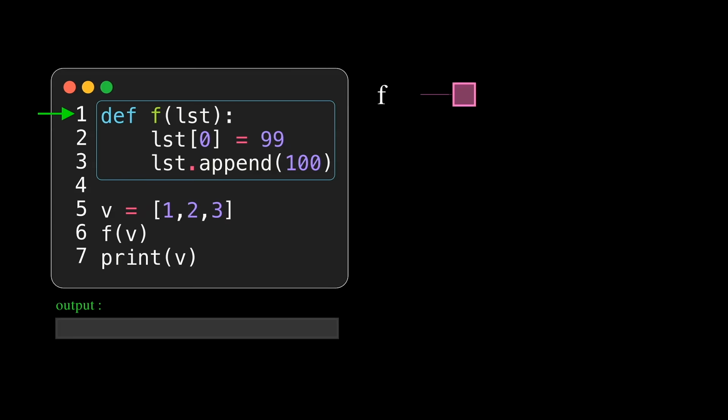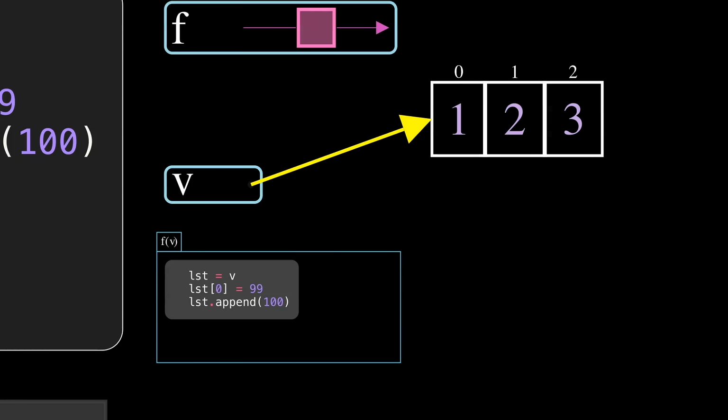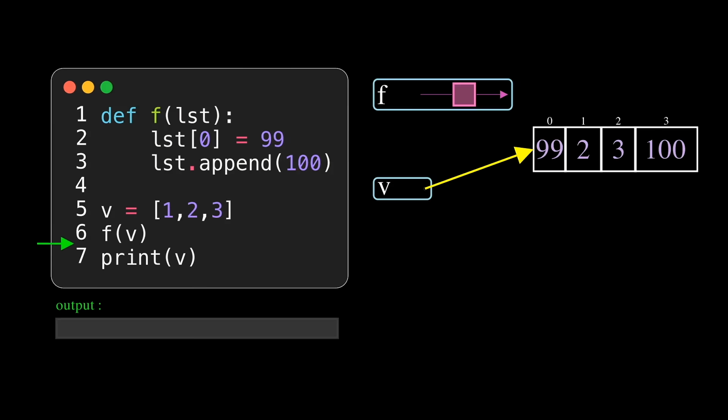Let's see what happens with the code here. The function's input has the same reference to the list v in the global frame. The function modifies element 0 to be 99, and then it appends a new element. After the function call terminates, the original list v is no longer the same.